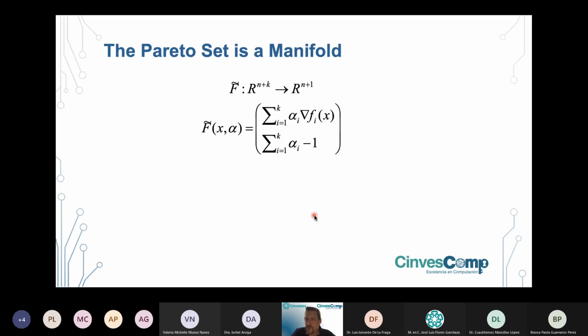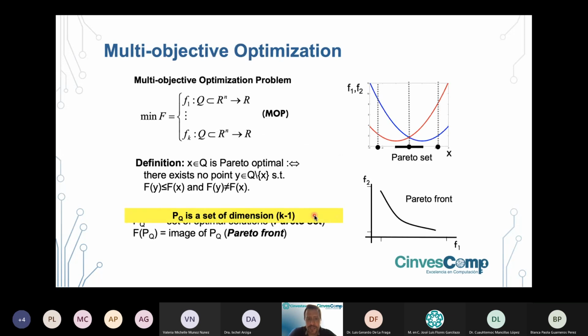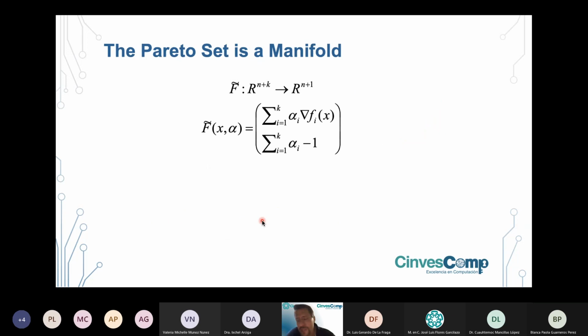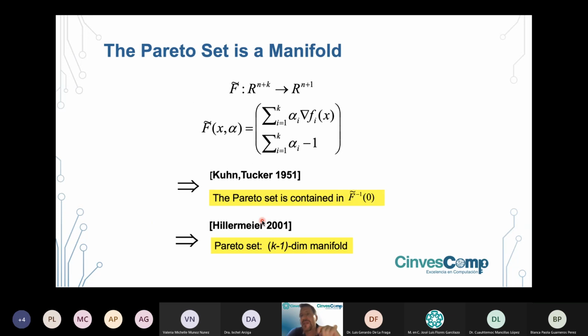Well, this we will address in a minute. I just said that this is the Pareto set of dimension k-1. This I will leave out, I'm a bit running late for this. You can use some mathematics to show that really the Pareto set is of dimension k-1.